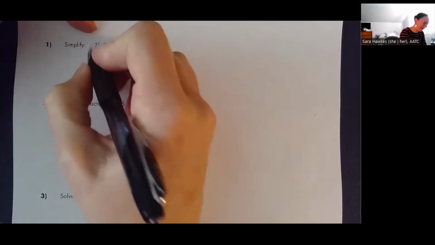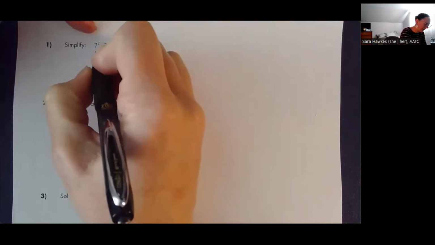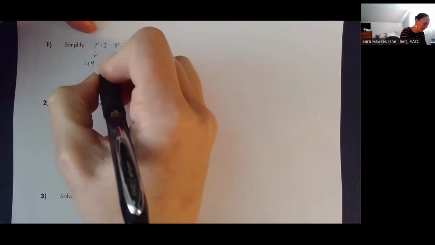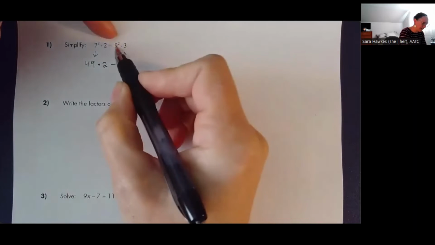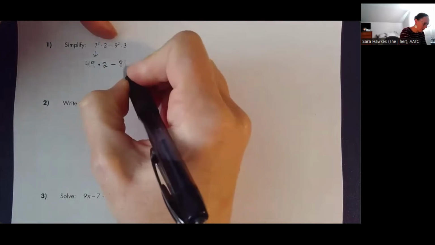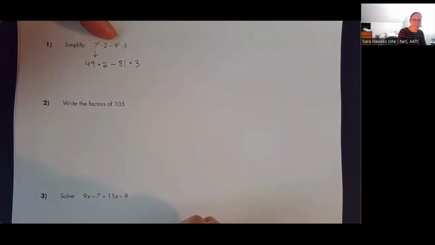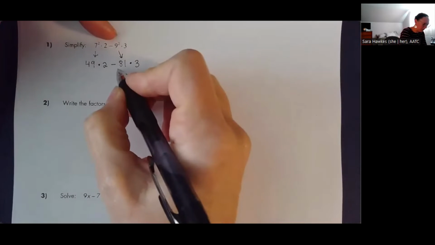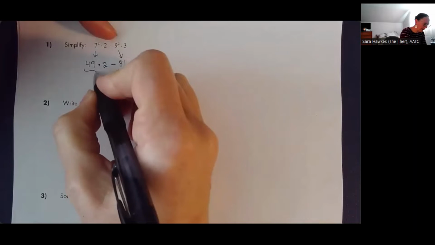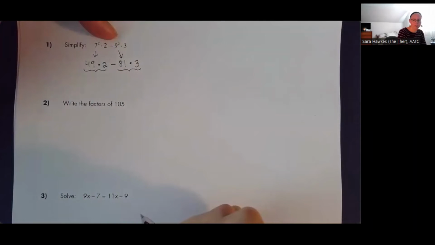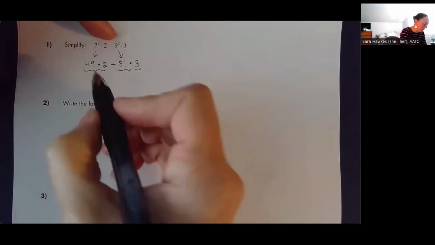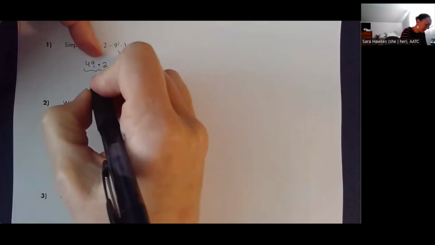7 squared, I can evaluate that, and 7 squared is equal to 49. That's times 2. 9 squared is 81, and that's times 3. Next up, I dealt with my exponents. Next up is multiplication. So I'm going to want to multiply these two together and multiply these two together. Now, I would encourage you, if the numbers themselves are going to trip you up, go ahead and pull out a calculator. It's okay. But 49 times 2 is going to be 98.